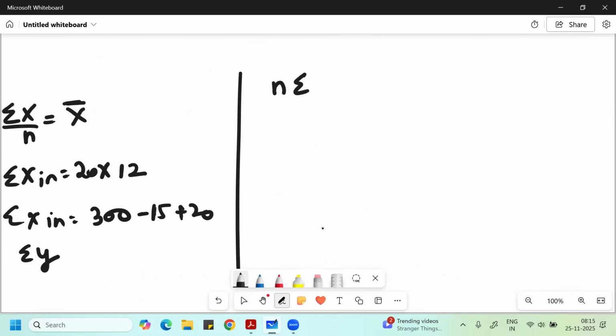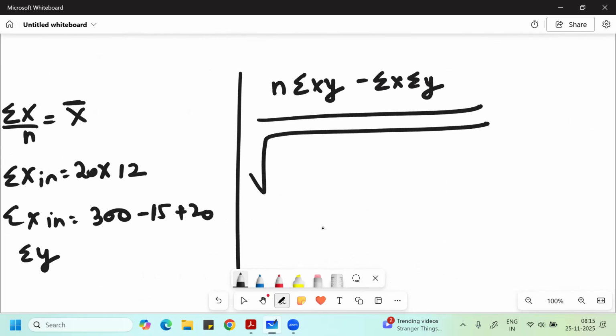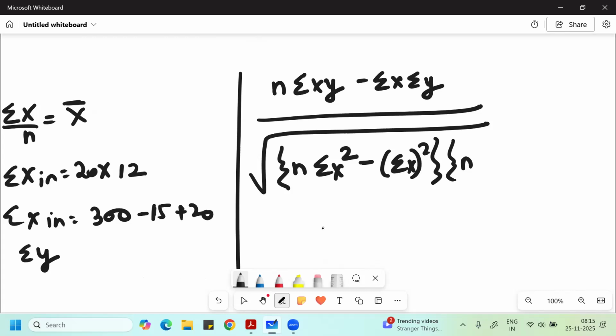N we cannot correct. Sum of xy we corrected. Then minus sum of x, sum of y. Then under the square root, sum of x square we corrected, minus sum of x we have corrected, then n, sum of y square we have corrected, and sum of y whole square we have corrected. Then again correct everything and put into this formula, and you will get the answer.